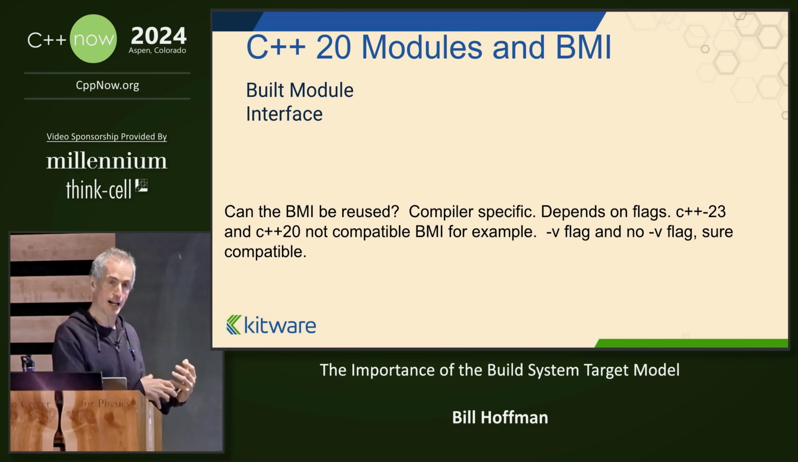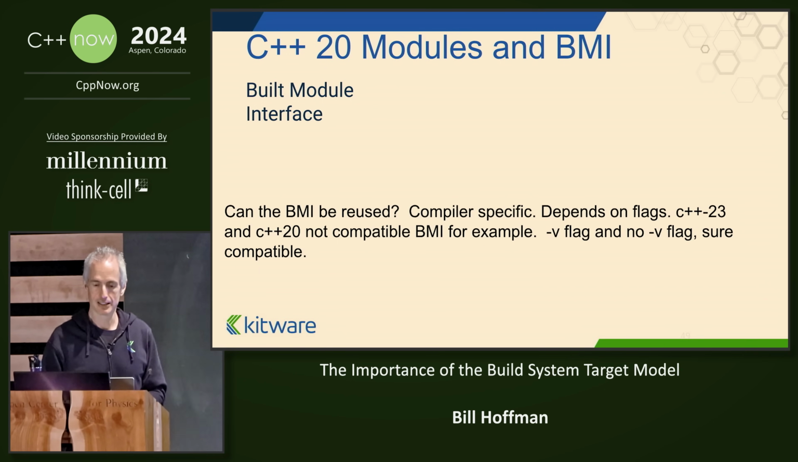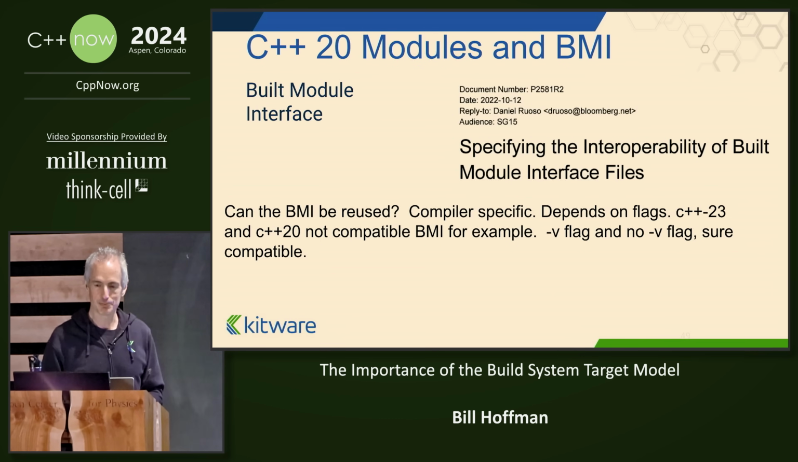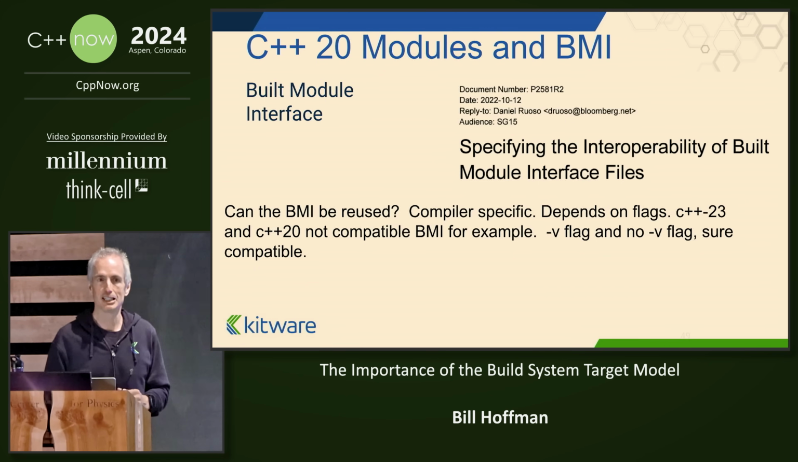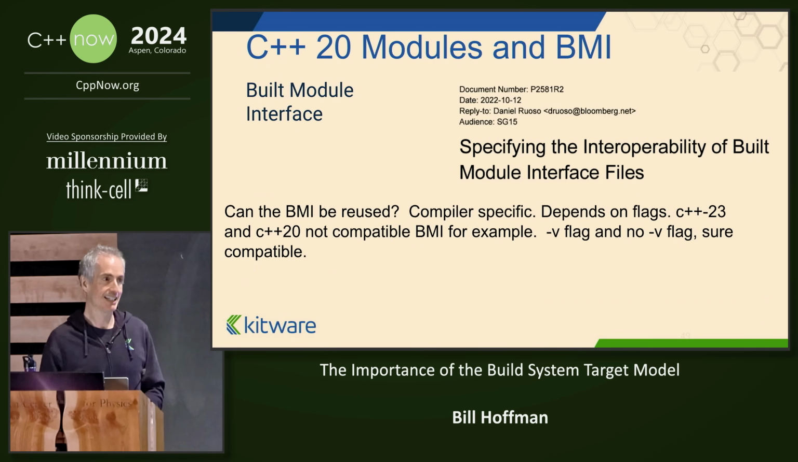You could still use the library and use a module to interface to it, but you would have to rebuild that BMI for each of them. Some things like verbosity and no verbosity, yeah, for sure you could do that. But it definitely gets complicated. There's a whole paper on this, if you want to read, Daniel Russo, on specifying interoperability of built module interface files.